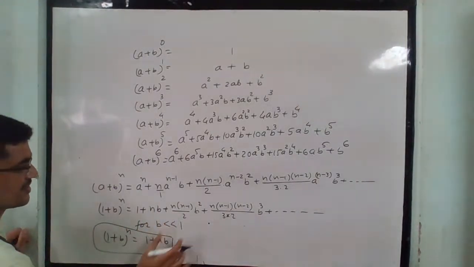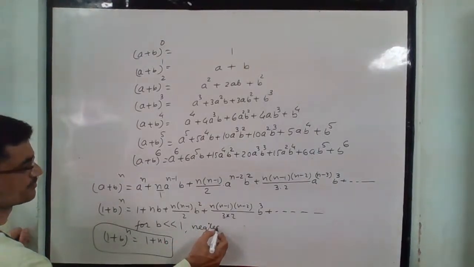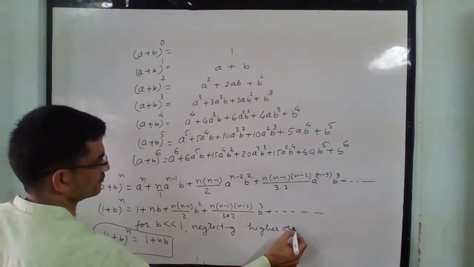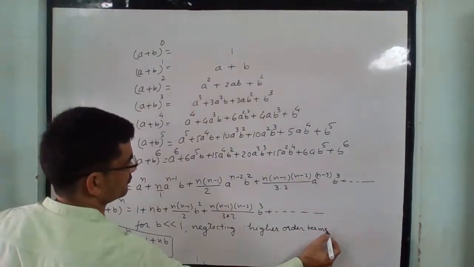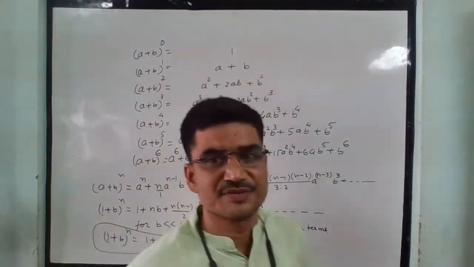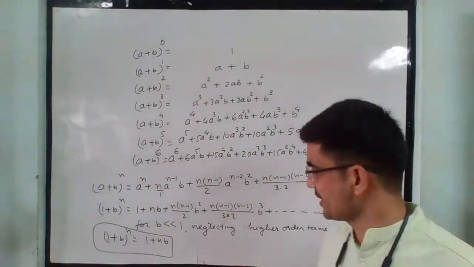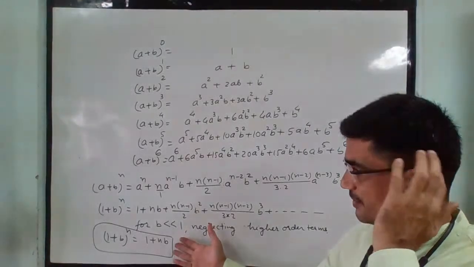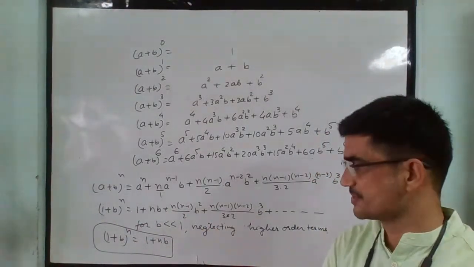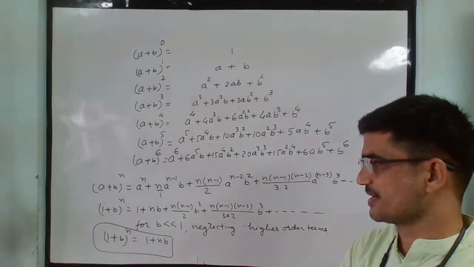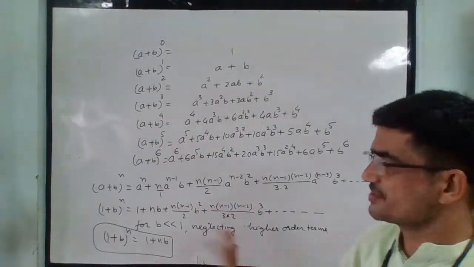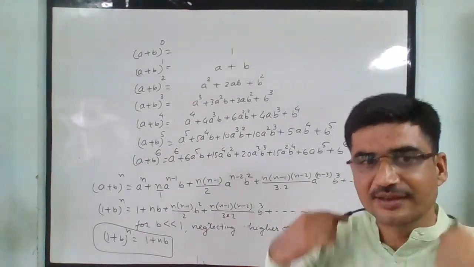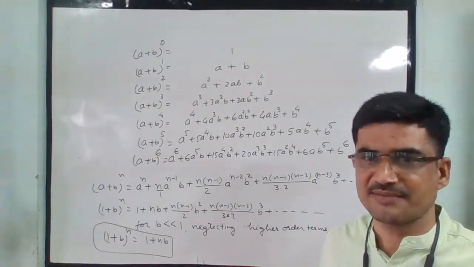So we can take it equal to only this first term. We concentrate only on this term, neglecting higher order terms. So hence we get this value, very simple: (1 + b) to the power n equals 1 plus nb. All the other bigger things are gone. We will use this in division. Clear? Now the time is just about to end.